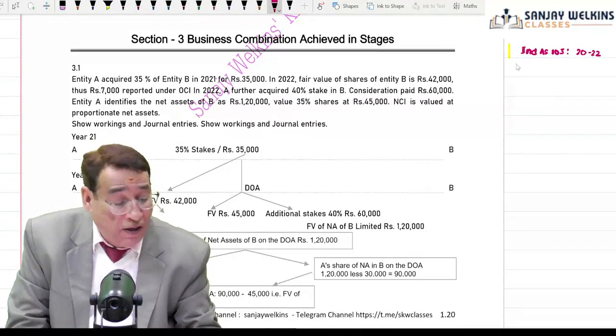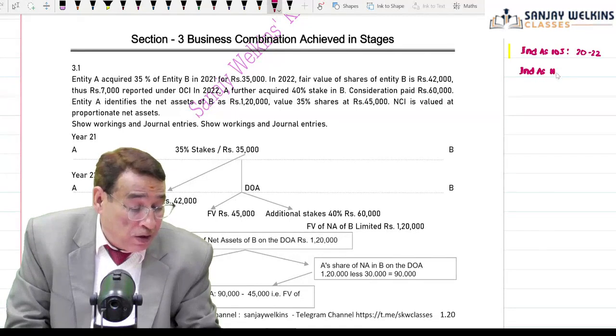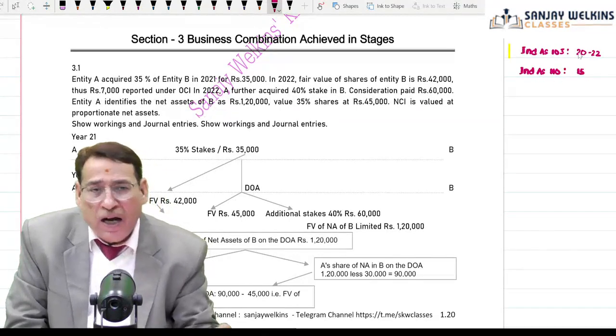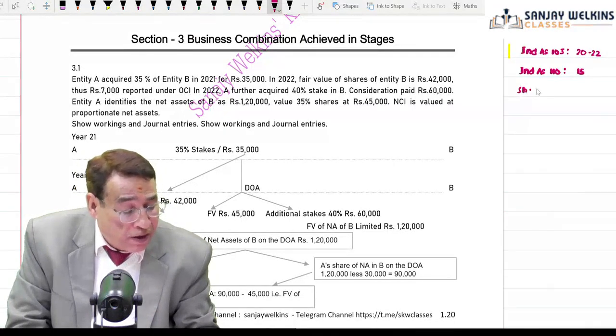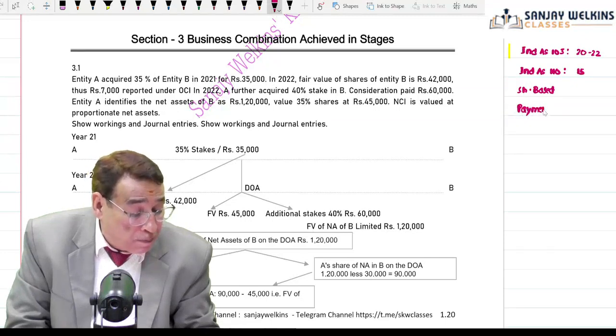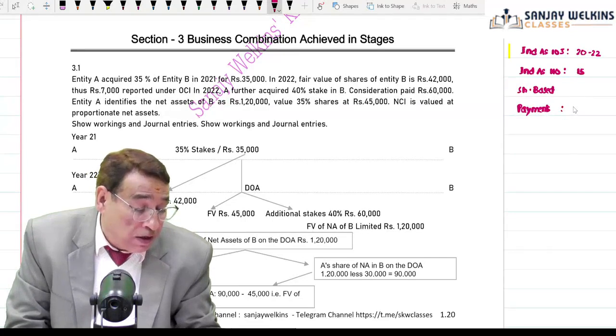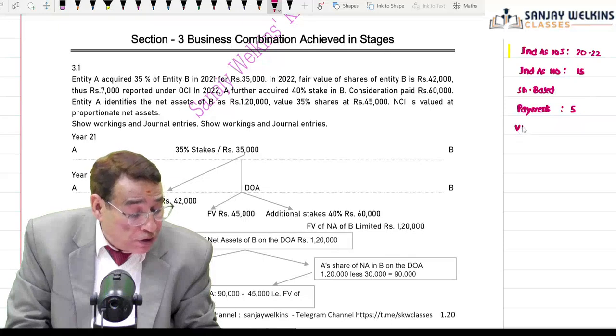Remember one thing, correct? And similarly, Ind AS 110 will consume near about 15 to 20 classes. I have already told you, maximum number of classes. And then we will take up share-based payment, that is Ind AS 102. As far as share-based payment is concerned, we may require at least in the vicinity of 5 classes. Correct? And then after that, we will do valuation of goodwill.